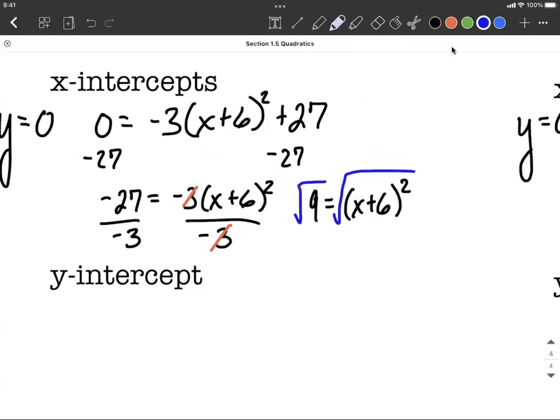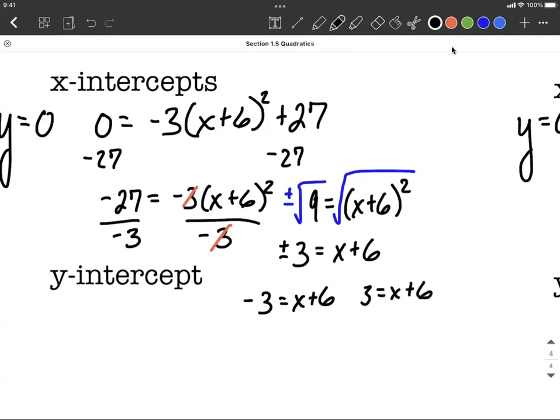When we apply a square root to both sides, we want to remember to use a positive and negative on that constant side. This will reduce down a little bit, so we'll get positive or negative 3 equals x plus 6. All right, so really this means negative 3 equals x plus 6, and positive 3 equals x plus 6. If it's easier to see, make them separate equations and then try to solve down.